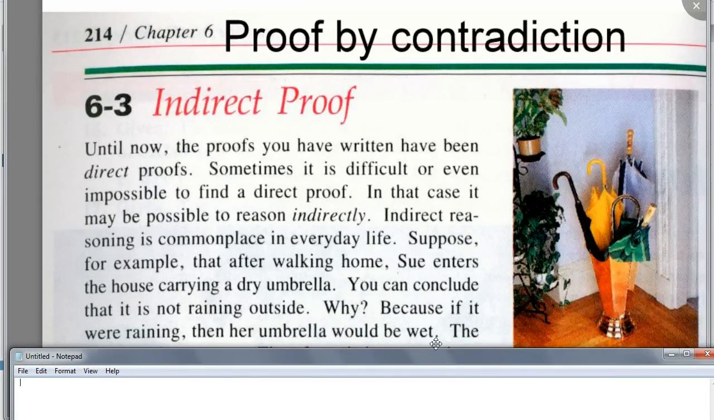Okay. So someone would say, what if she was in the car? That's not what we're talking about. There are many what-ifs, but this is the idea. This is indirect reasoning. So, like I said before, indirect proof is used when you can't prove something directly.